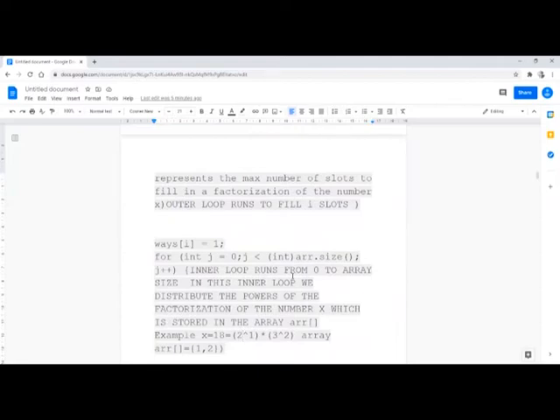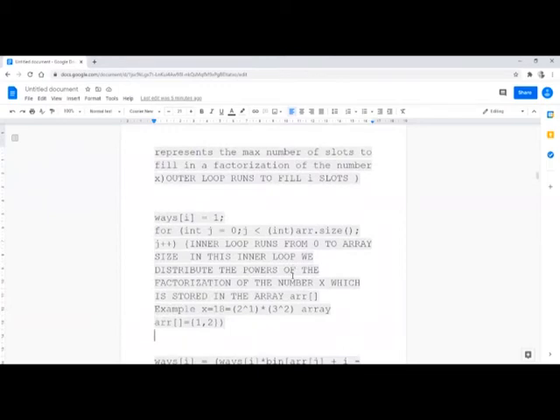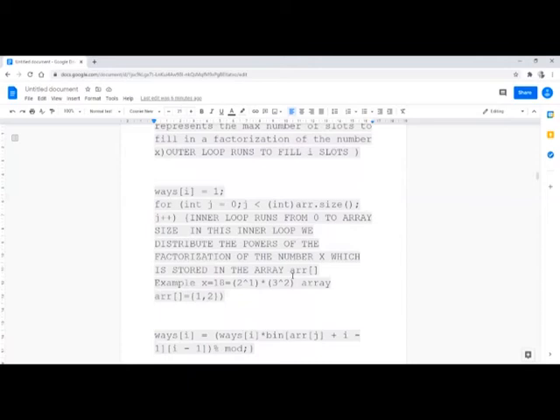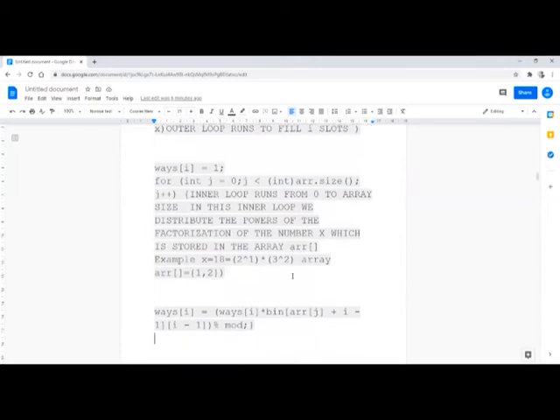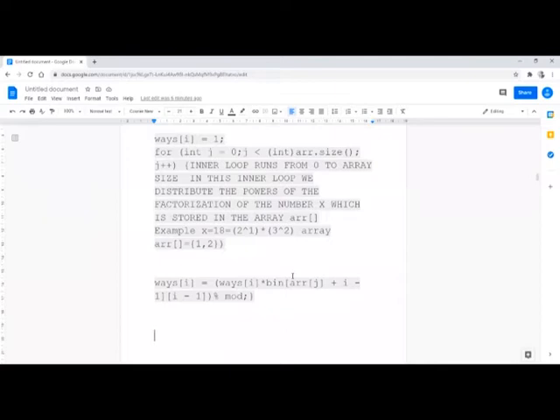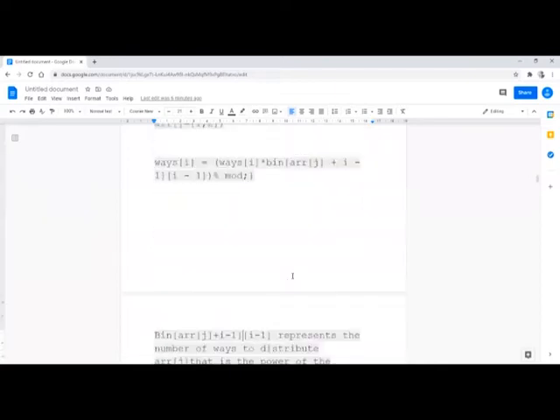For int j is equal to 0, j is less than array size, j plus plus. The inner loop runs from 0 to array size. In this inner loop, we distribute the powers of the factorization of the number x, which is stored in the array ARR. Example, x is equal to 18 is equal to 2 into 3 square, so the array ARR is 1, 2. Base of I is given by the formula base of I into binomial quotient of, where n is equal to ARR j plus I minus 1 and r is given by I minus 1.